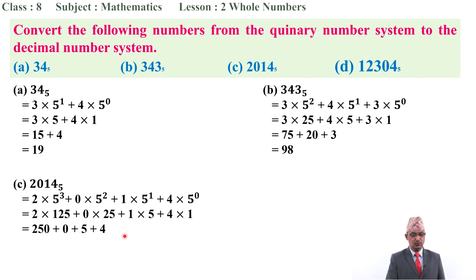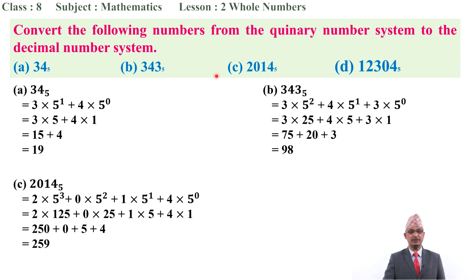Yes, you are correct, 259. So 2014 of quinary number system is equal to 259. Dear students, in A number question we have taken a 2-digit quinary number, whereas in B number question we have taken a 3-digit quinary number.